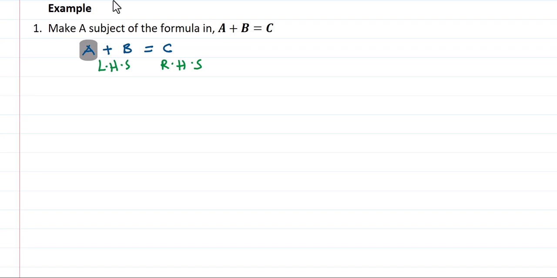In order for us to isolate A, it simply means that we need to move B away so that we can have only A on the left-hand side. To do that, there are two approaches. We can simply say collect like terms.